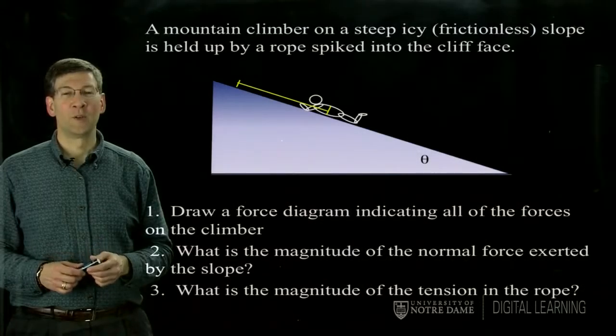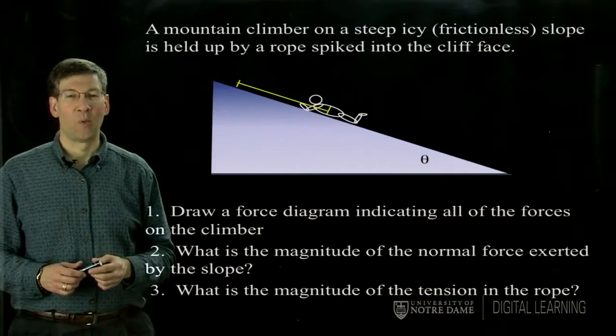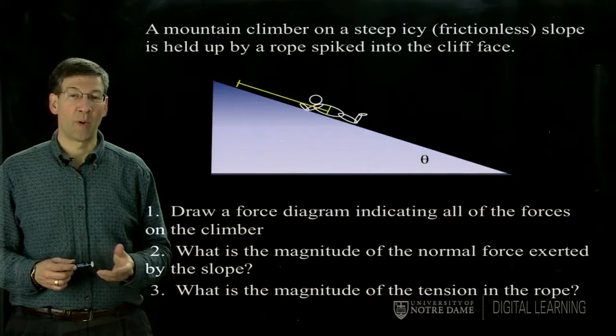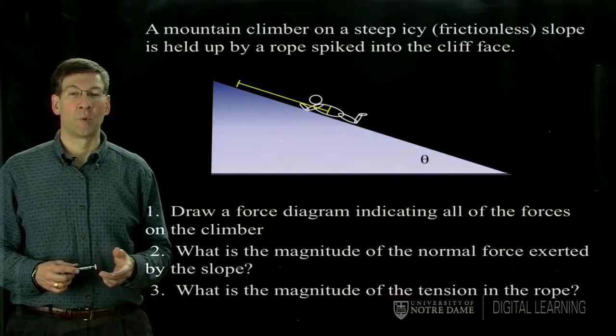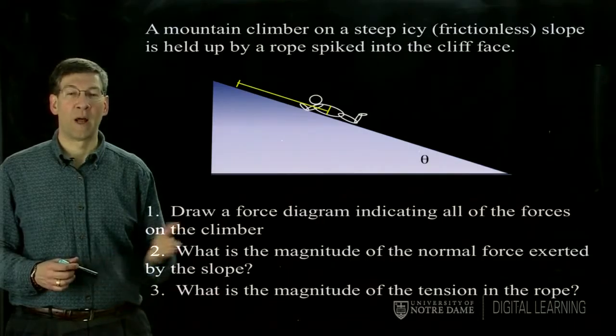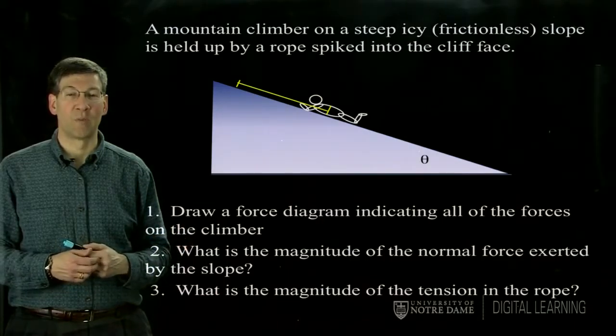So now let's look at a slightly more complicated example where the climber isn't hanging vertically. So we have to worry about the different components of the forces when we go to write down Newton's laws and solve here for the tension of the rope and the magnitude of the normal force exerted by the slope.